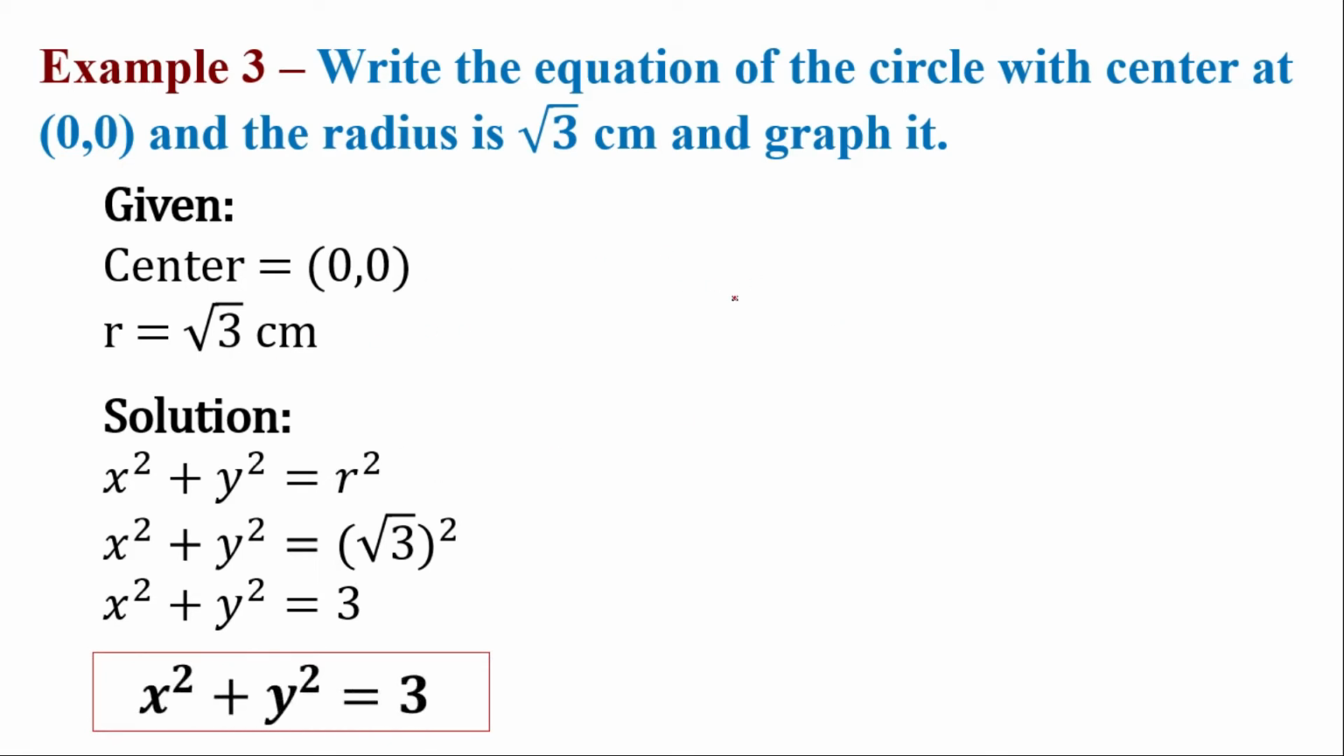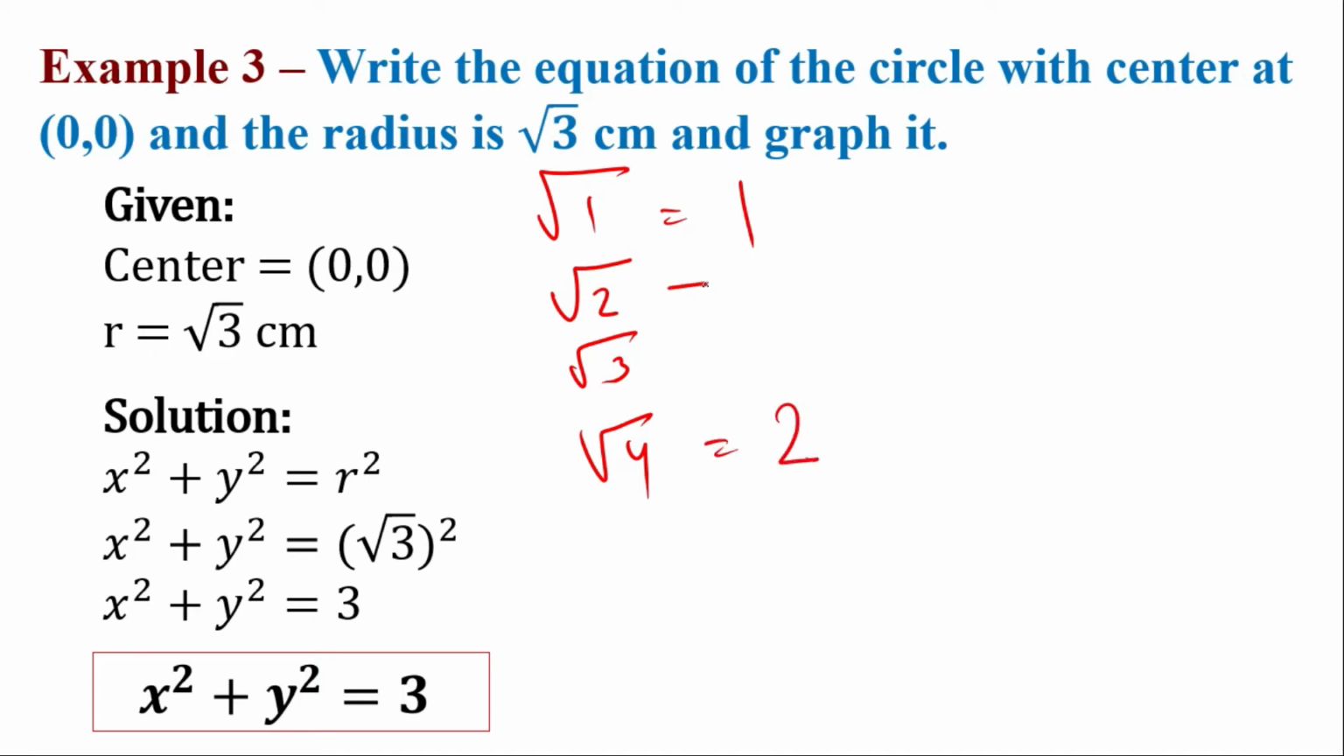Now to graph this, remember that all we need to do in the graph is to find the center and the radius. Now the problem is how will you graph this square root of 3? Remember that square root of 1, square root of 2, square root of 3, square root of 4 are the sequence for radical symbols. The square root of 1 is equal to 1, square root of 4 is equal to 2. So the values of square root of 2 and square root of 3 are approximately between 1 and 2. The square root of 3 is between 1 and 2.